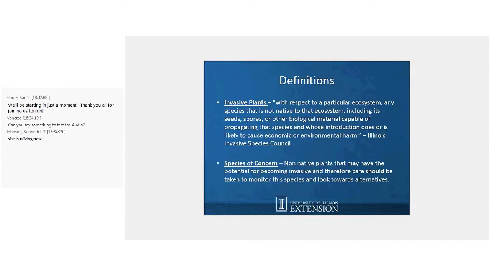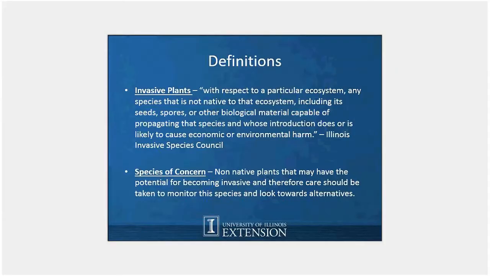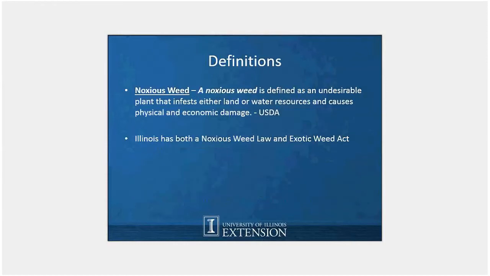Species of concern are non-native plants, plants not native to the U.S. or the area, that have the potential for becoming invasive. Therefore we really want to monitor these species and, instead of using them, look towards alternatives. The February 24th session will cover some of those alternatives and pollinator plants.